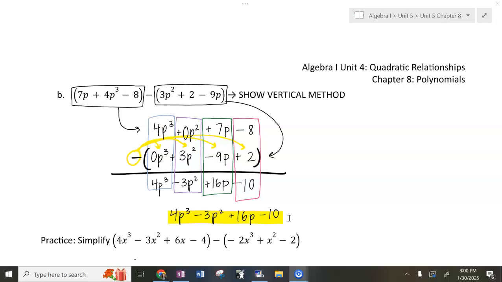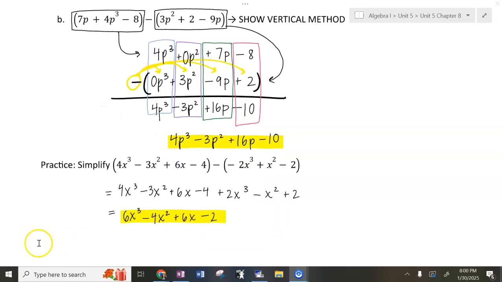Okay, now I want you to try a subtracting one on your own, so go ahead and pause. You're welcome to pick horizontal or vertical method, whatever you liked better. And finally, here's the final answer for that. I showed my work with the horizontal method, but if you did the vertical method, you should get the exact same answer, regardless of what method you chose.